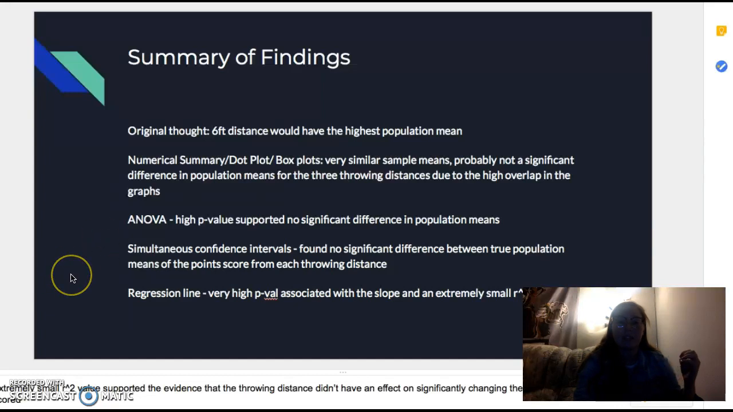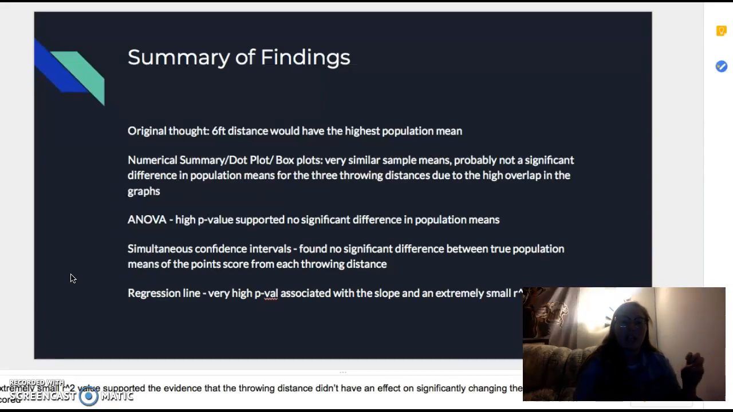When we ran the simultaneous confidence intervals, we found that there was no significant difference between the 2 true population means of the points scored from each throwing distance. Each of the confidence intervals captured 0, which just showed that it could have been positive, it could have been negative, so there was no evidence there.